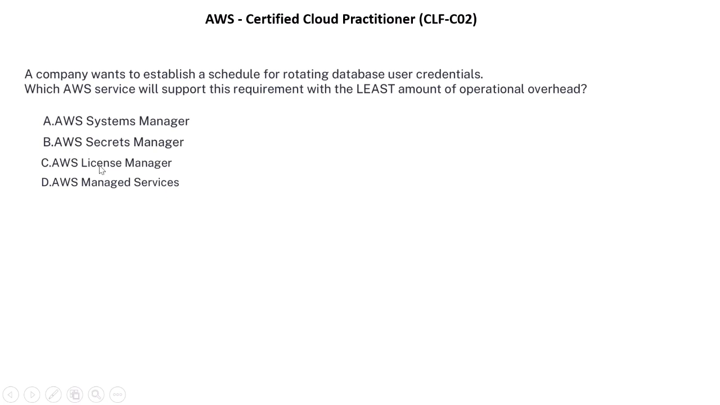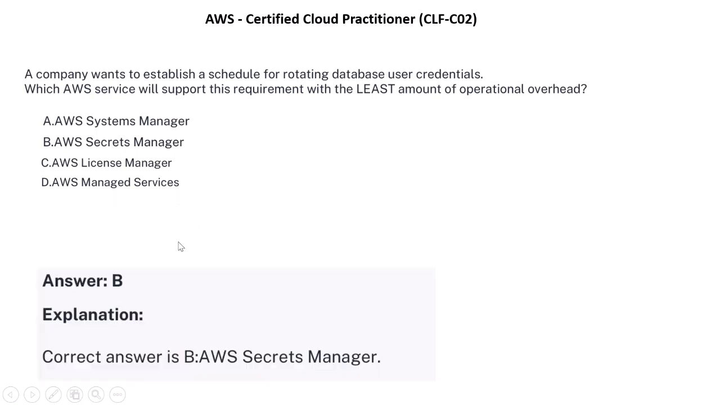Next one. A company wants to establish a schedule for rotating database user credentials. Which AWS service will support this requirement with the least amount of operational overhead? Option A, AWS Systems Manager, option B, AWS Secrets Manager, option C, AWS License Manager, option D, AWS Managed Services. The correct answer is option B, AWS Secrets Manager.